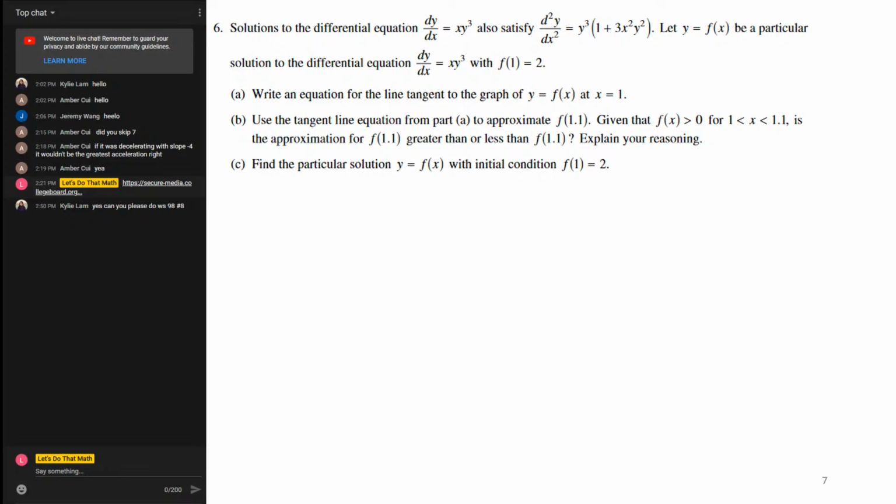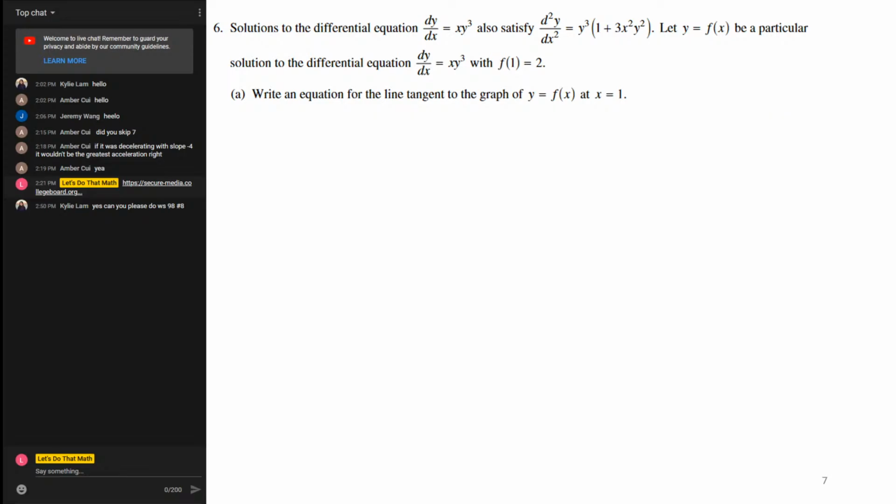So they want us to first write an equation for the tangent line to the graph of y = f(x) at x = 1. Alright. So to write an equation for a tangent line, we're going to need a point. We know our point is going to be f(1) = 2, so that's going to be (1, 2).